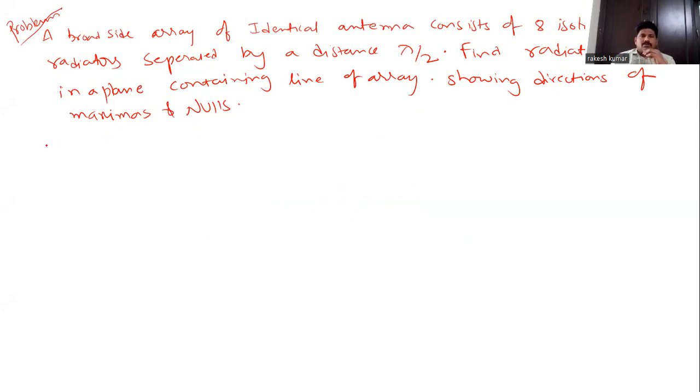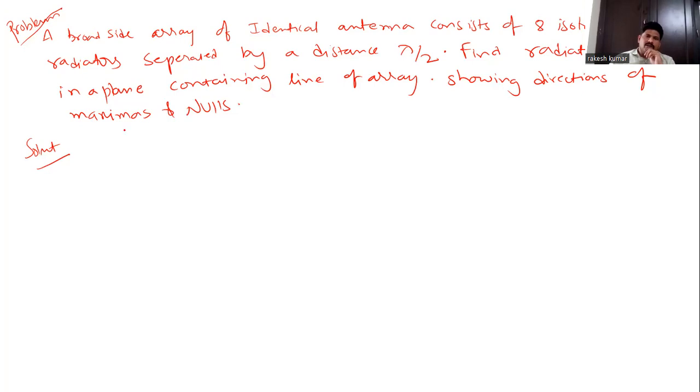Totally, how many elements are there in this problem? Let us first read the problem. A broadside array of identical antennas consisting of 8 isotropic radiators separated by a distance lambda by 2. Find the radiation field in a plane containing the line of array, showing directions of maxima and nulls.